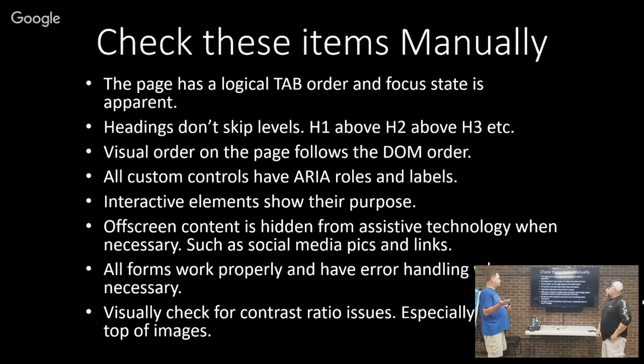All forms should work properly and have error handling when necessary. That's pretty straightforward. And visually check for contrast ratio issues, especially text on top of images. This is something that we noticed some of these tools don't pick up. Say you have white text and there might be the sun in the background of an image. Well, that white text is over the sun and you can't see it. There's no contrast ratio there. So some of these tools actually don't pick that up. So visually check that throughout the site.